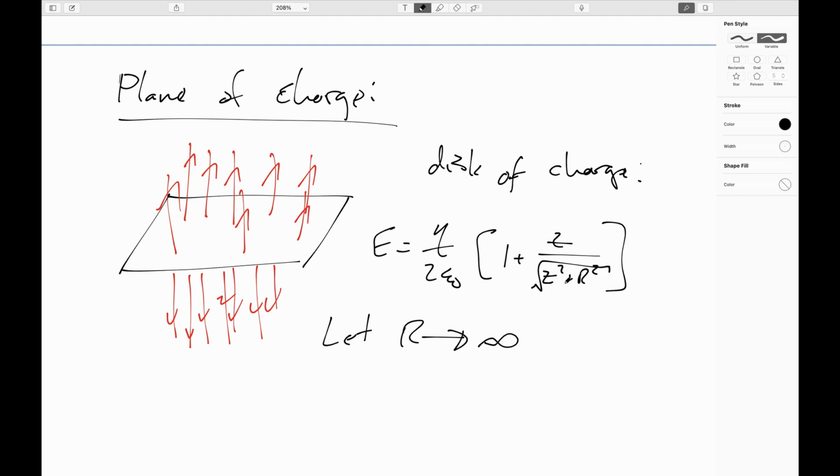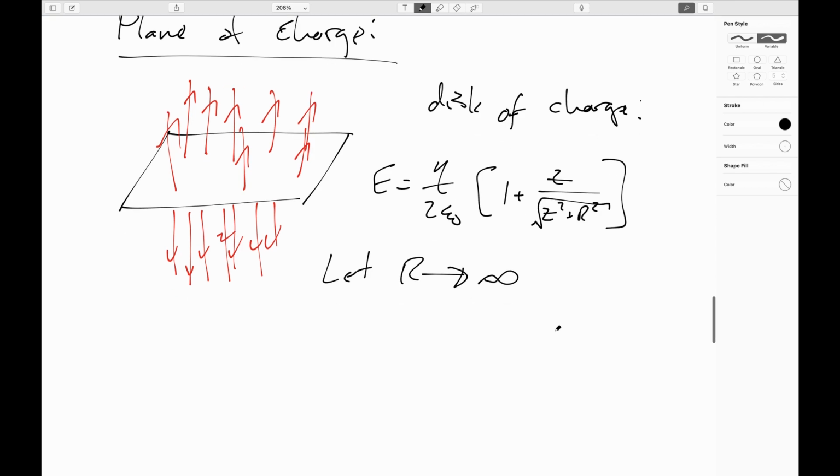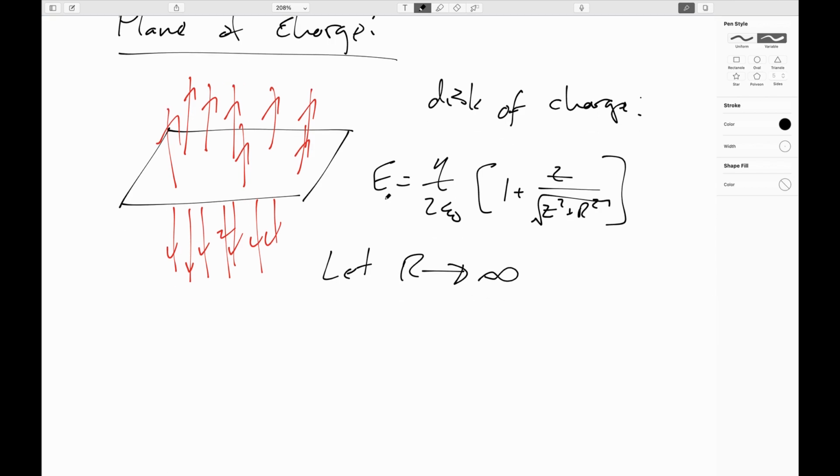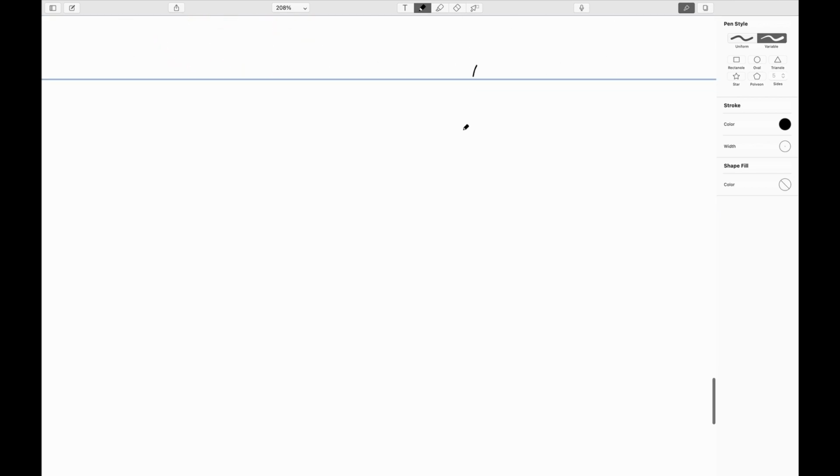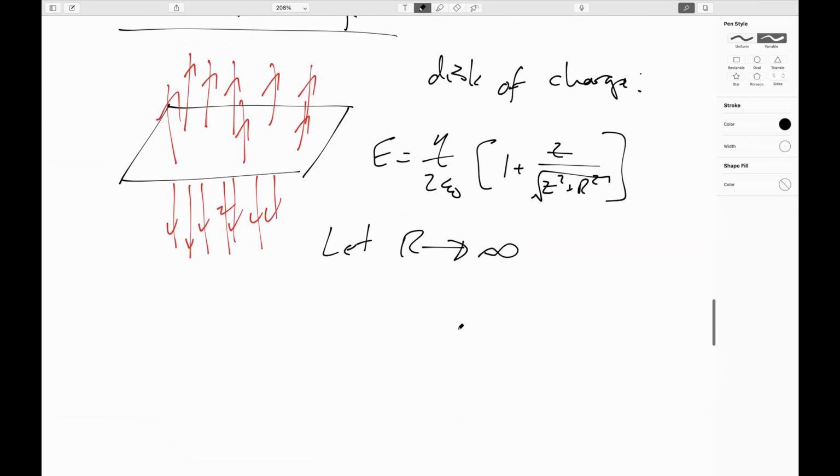And yes, I'm trolling a little bit. You should do this as a rigorous limiting argument. But you get the point. I'm sorry, that should be a minus sign there. But anyway, this all turns to 0. And so we are left with E equals eta over 2 epsilon naught.